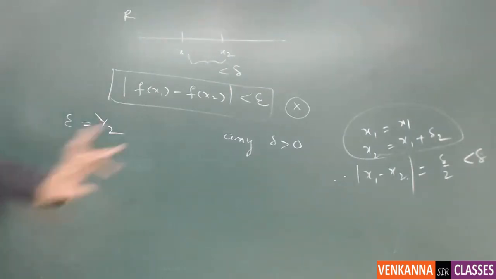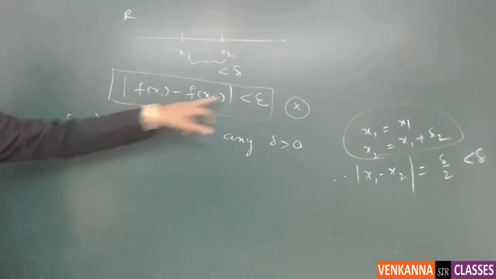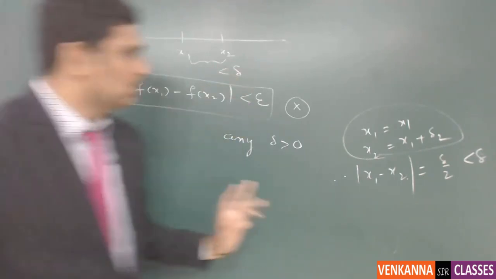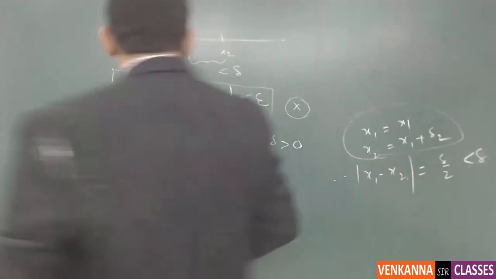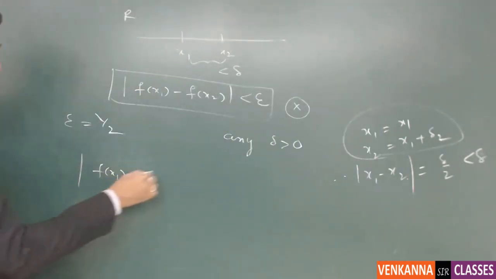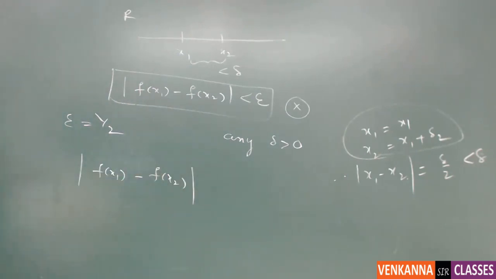So what is my intention? I am taking just two numbers whose difference is less than delta. If we calculate the function values, the difference need not be less than epsilon. So let us check that x1 is equal to x1 and x2 is equal to x1 plus delta by 2. The difference will be less than delta. Now let us calculate the function values. So if we calculate f of x1 minus f of x2, let us substitute the values there.